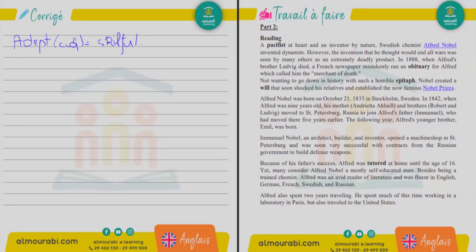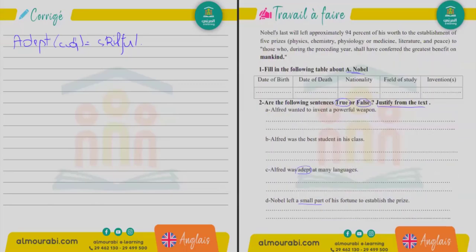A pacifist at heart and an inventor by nature. A Swedish chemist, Alfred Nobel invented dynamite. However, the dynamite. Okay, do you have any answers? We have plenty of answers from the first line of this text here. Yes, Alfred Nobel. So let's answer. Swedish. All right. Where do you put Swedish?